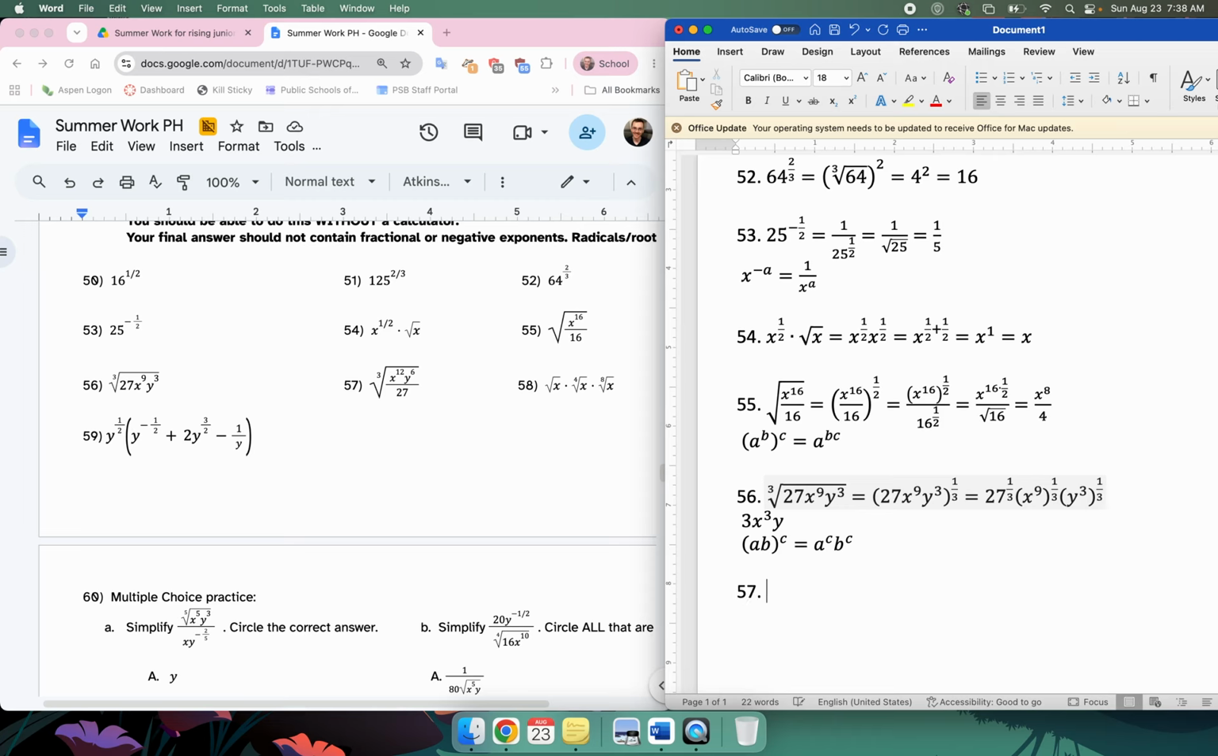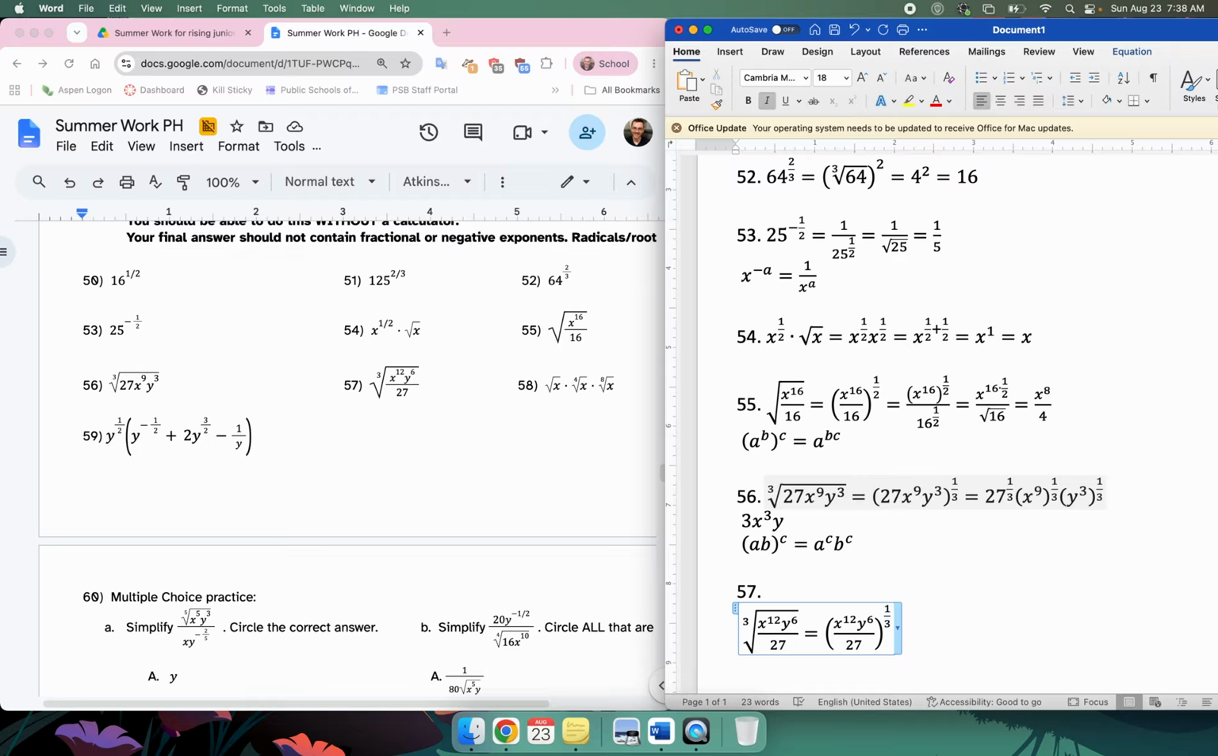57, we have the cube root of x to the 12th, y to the 6th over 27. Once again, I would just sort of say that taking the cube root of this big expression is the same thing as raising that expression to the power of 1/3. So I would just begin by rewriting the cube root as a power of 1/3.